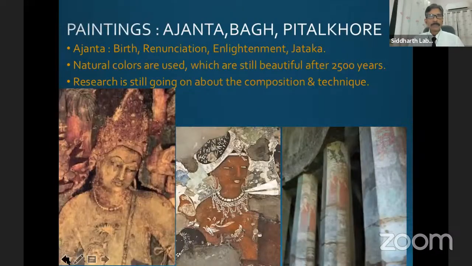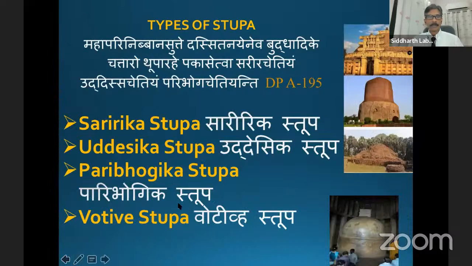Clearly. So we have given the example of votive stupa. Paribhogik stupa, I have not given the example. Nala Sopara stupa has been constructed on the begging bowl of the Buddha. So that is a Paribhogik stupa. Okay, so we must remember this.